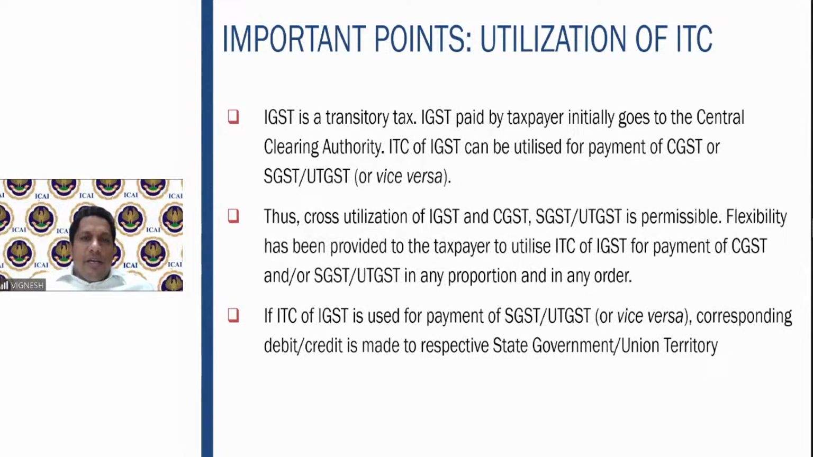So IGST is a transitory tax. Once IGST is paid by the taxpayer, first it goes to the Central Clearing Authority. Then ITC of IGST can be used for the payment of CGST or SGST. Cross-utilization of IGST and CGST, SGST is permissible. Flexibility has also been provided to utilize ITC of IGST for payment of CGST and SGST in any proportion in any order. If ITC of IGST is used for the payment, a corresponding debit or credit is made to the state government. We have seen all of this in the very first class of mine, how this backdoor process works. Whenever the IGST credit is taken for the payment, correspondingly the amount is given to the respective state government by the central government. Fine. That is, the reimbursement is done by the central government.